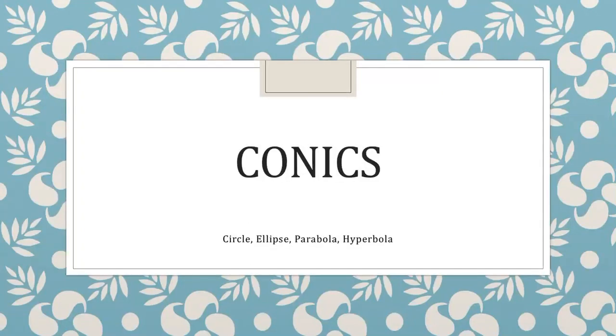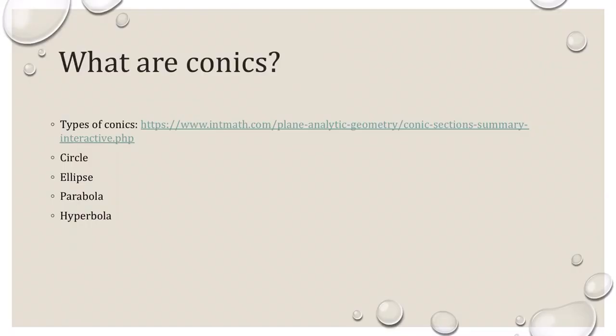Hello, our lesson today is about conics. First, the name conics. Where is it from? Let's see. The word conics comes from cone, and in fact, the four conics that we know, which are circle, ellipse, parabola, hyperbola, are the intersection between a plane and a cone or two cones. Let's see how.